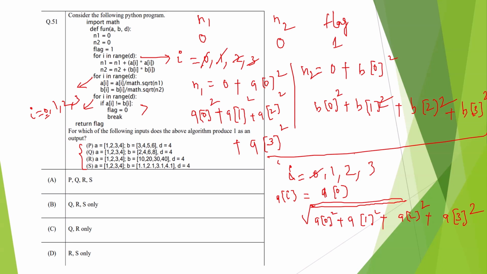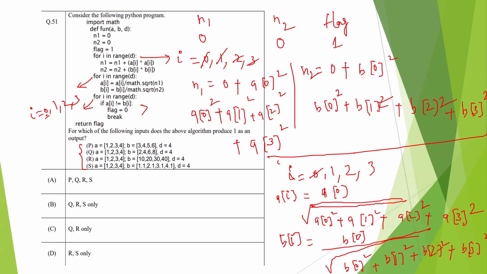So basically we have to check this value A of I. Similarly, we got the value for B of I. So what value will we get? B of I is equal to B of 0 upon a square root of whatever value we are getting at n2. So what value are we getting here? B of 0 square plus B of 1 square plus B of 2 square plus B of 3 square. So now we have to calculate this value only.